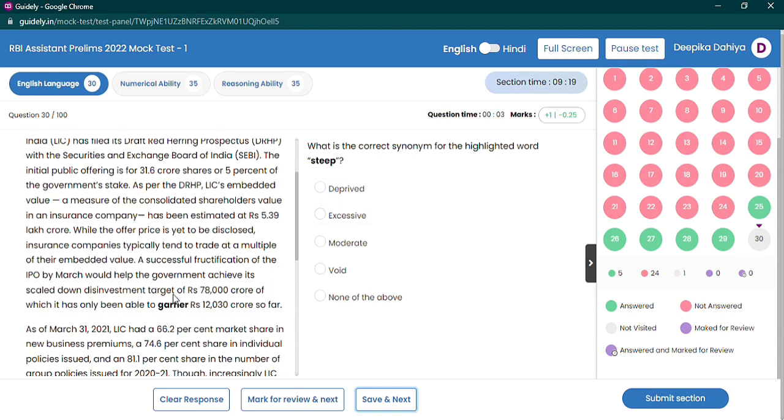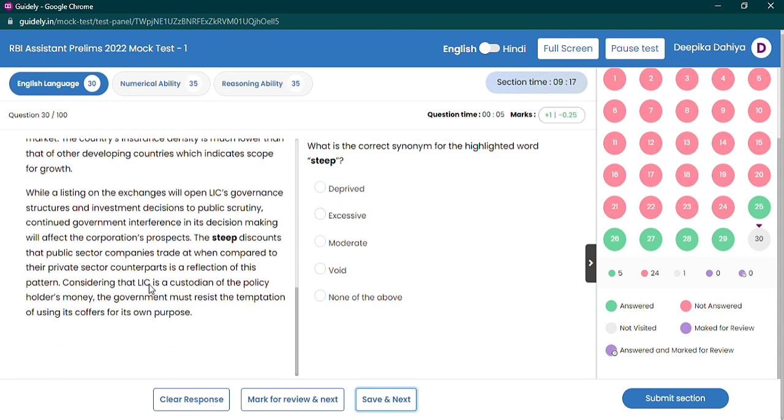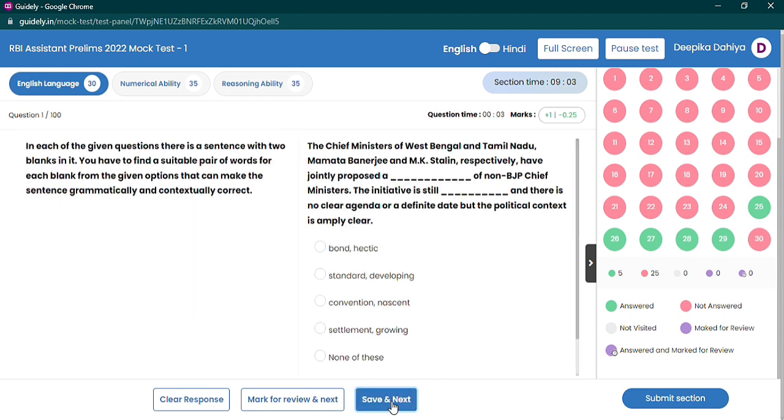Synonym of steep. The steep discounts that public sector companies trade at. The steep discounts. I do not know, so I will leave this question.